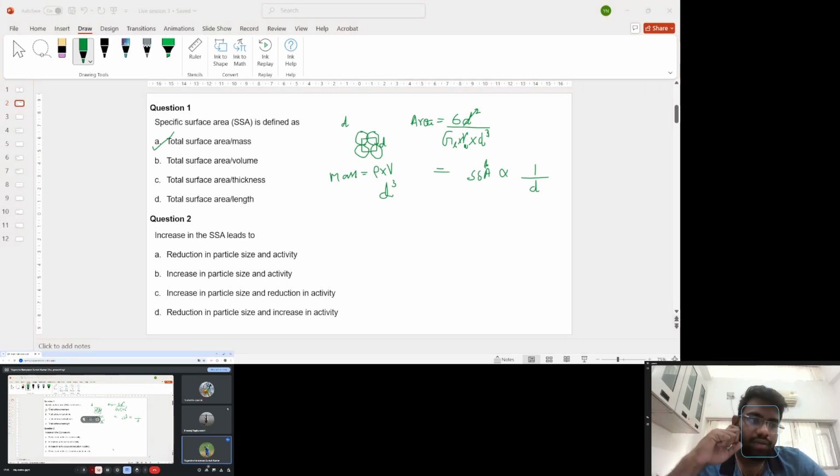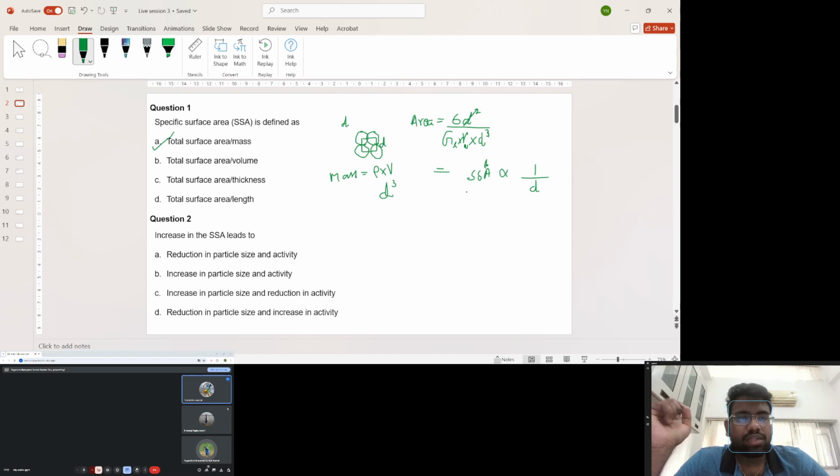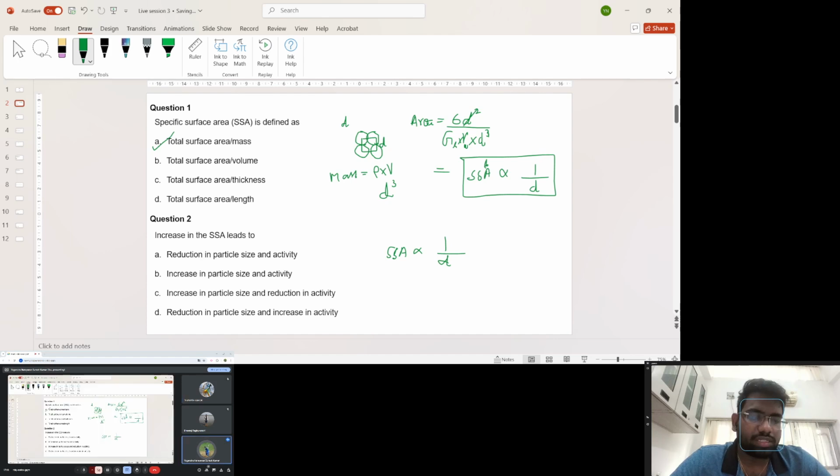That's why specific surface area will be less. Compare it simply, this is what we have already seen from this relation. SSA is inversely proportional to particle diameter, which is a representation of particle size.